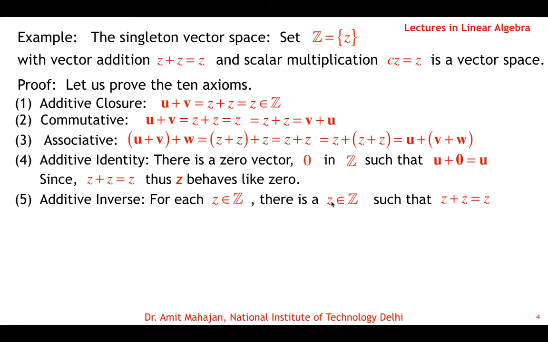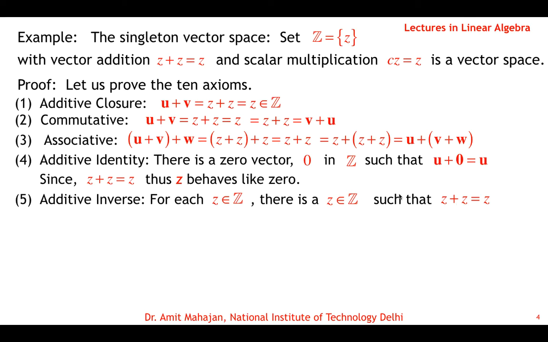The fifth property is the additive inverse, that for every vector z there is a minus z vector such that z plus minus z is the zero vector. Here, for every z there is a z such that z plus z is z. Because this z is behaving like a 0 vector, it is like u plus minus u is the 0 vector. So the fifth property is also satisfied.